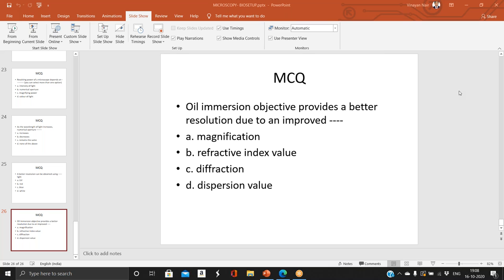That's why in the beginning, I told you all, whenever you are doing an MCQ or multiple choice question, just go to the keywords. Oil immersion objective provides a better resolution due to an improved dash. So improved dash is the keyword here. Improved dash means there is something improved when we are using the oil immersion objective. It is nothing but refractive index value, because air, one refractive index value, gives 1000x. Oil immersion objective, 1.4 refractive index value, gives 1400x magnification. Clear?